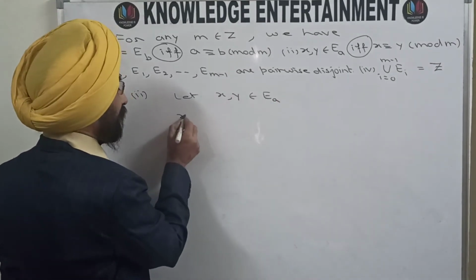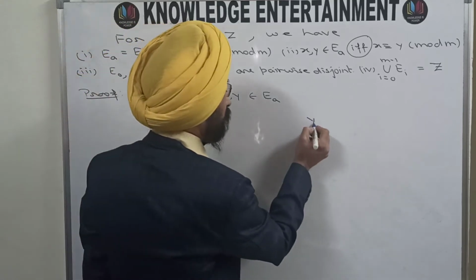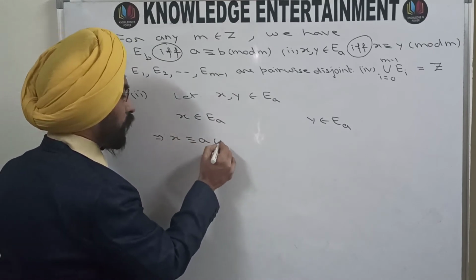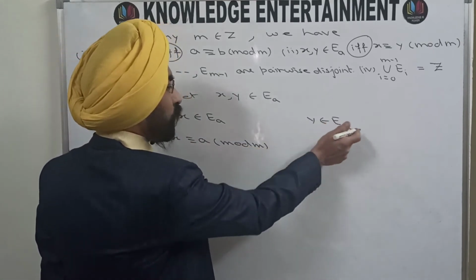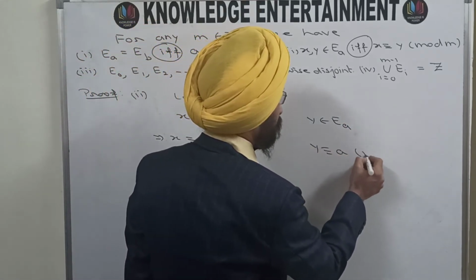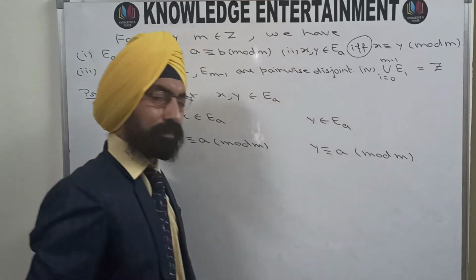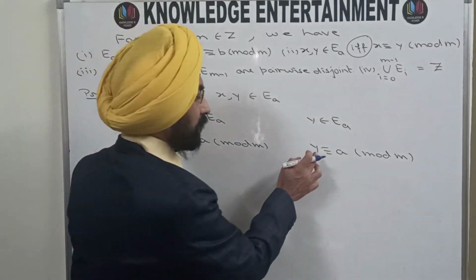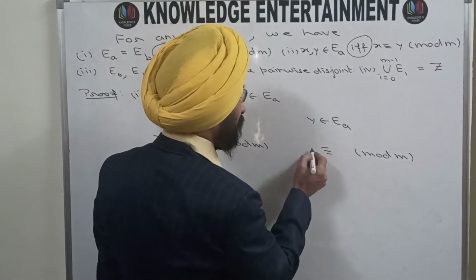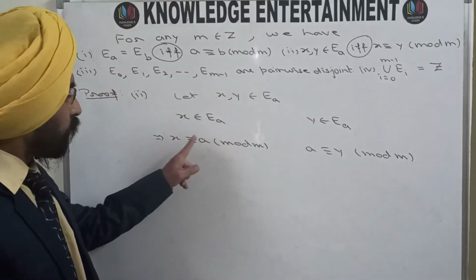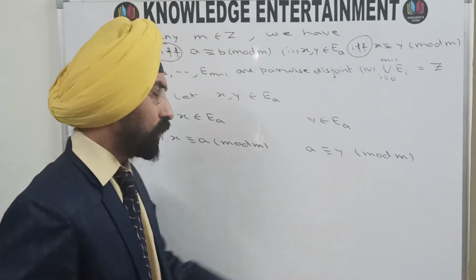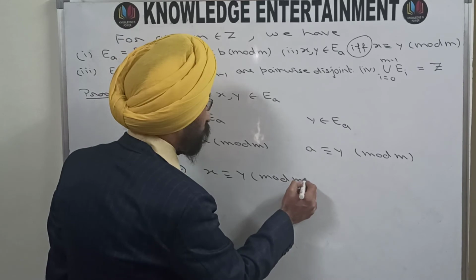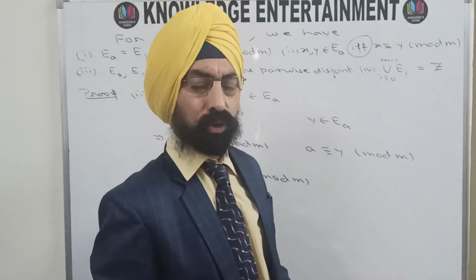Take these one by one. X belonging to EA means x is congruent to A modulo m, and y belonging to EA means y is congruent to A modulo m. We know that the congruence relation is reflexive, symmetric and transitive. Using symmetry, y is congruent to A, so you can write A is congruent to y. Now x is congruent to A and A is congruent to y. Use transitivity now to get x is congruent to y modulo m, which was required to be shown. So the direct proof is okay.